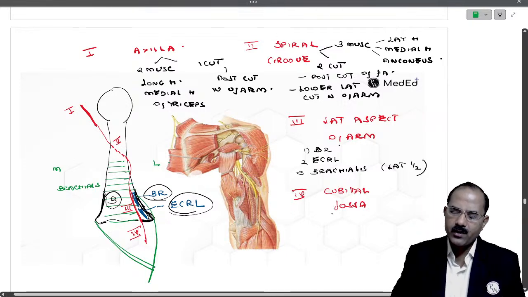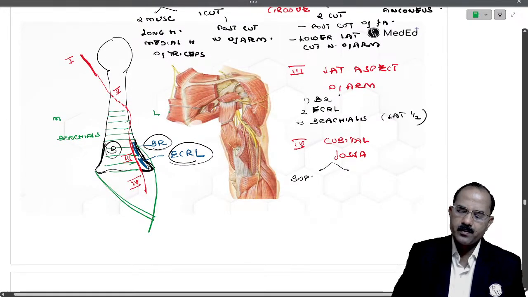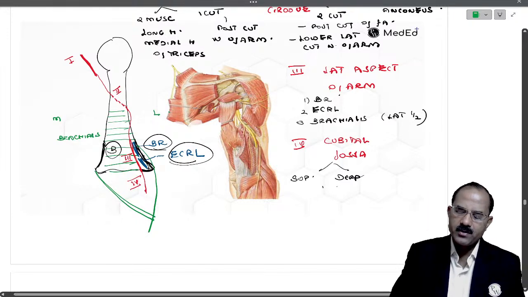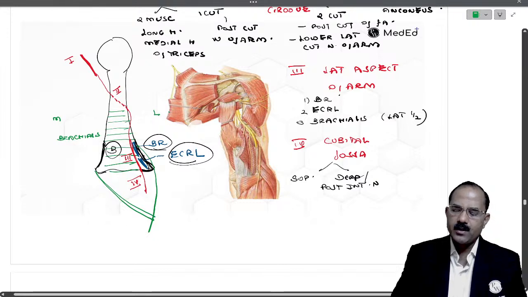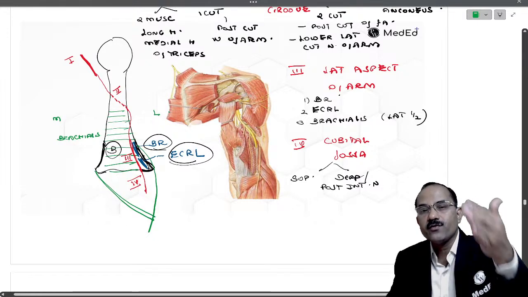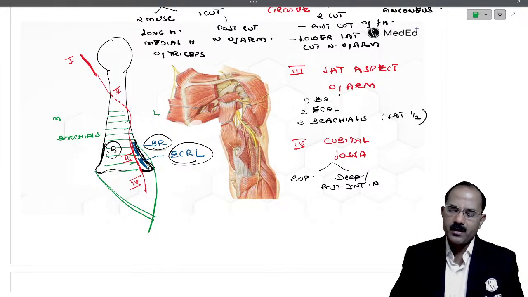And then in the cubital fossa, it divides into two branches. One is the superficial branch and one is the deep branch. Deep branch is known as the posterior interosseous nerve. The posterior interosseous nerve supplies all the deep muscles in the back of the forearm.